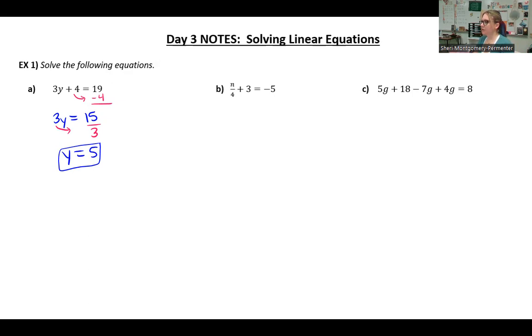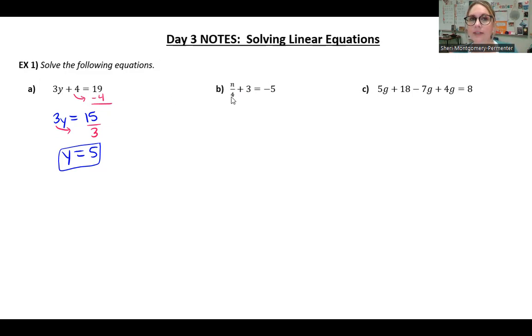Does anybody remember how you could check your answer? Yeah, so the way that you do it is you plug it back into the original equation and you can check to make sure that it is correct. So yes, 3 times 5 gives us 15, plus 4 would give us 19. So our answer is correct. Very good. Thank you. The next one, what do I need to take care of first so that I can get n all by itself?